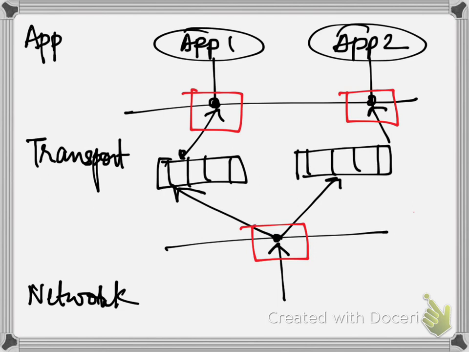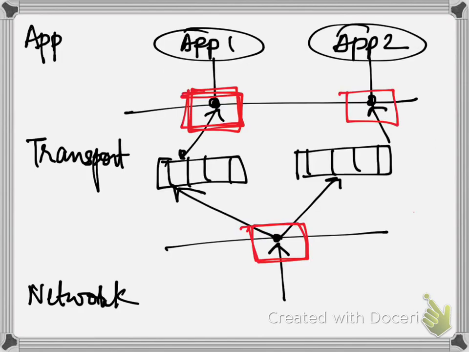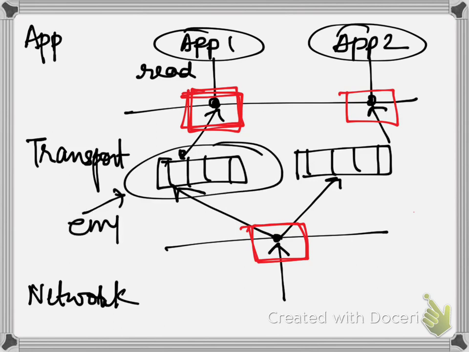This network layer will have to wait. Similarly, if the application layer is trying to read from the buffer and it is empty, then here also the function call that is used is the read function call, or receive function call. This is also implemented as an OS system call. The read function will block if the buffer is empty.